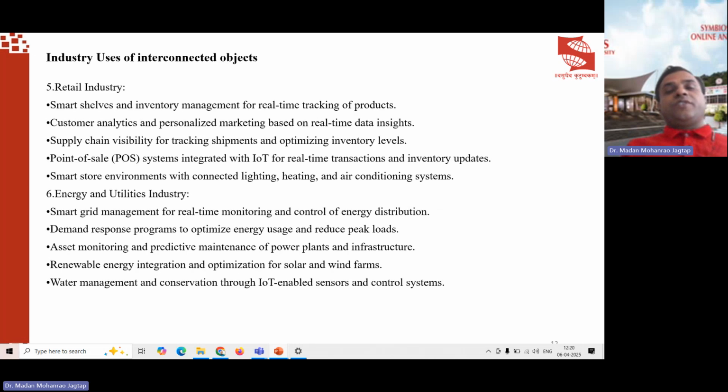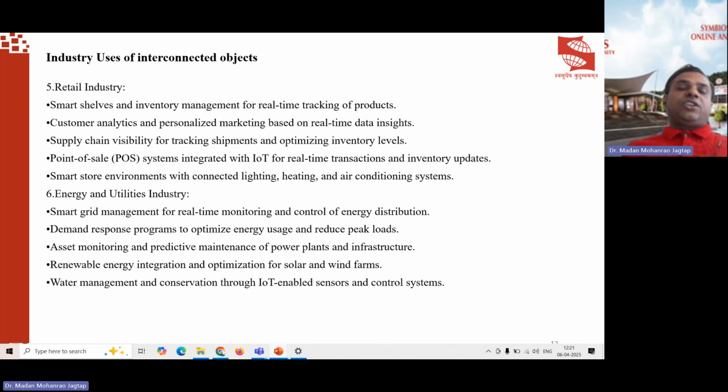Then industry uses of interconnected objects. So retail industry, how can we use interconnected objects for the retail industry? The smart shelves and inventory management for real-time tracking of products. So we can have smart shelves where we can find whether a particular product is available or not. So by that we can order a new product so that we can do inventory management for real-time tracking of products.